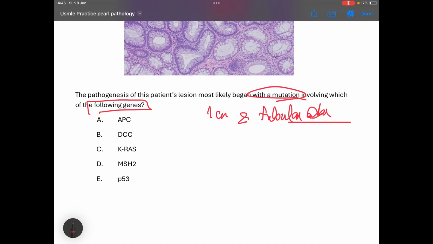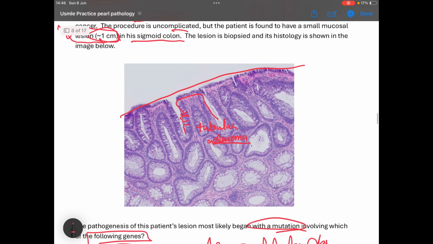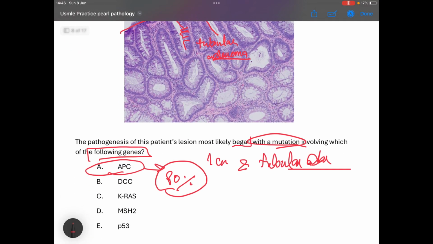and it is due to the APC tumor suppressor gene. As in the last lecture, we saw that APC is responsible for 80% of cases of colorectal cancer. The first mutation in this pathway usually involves the APC tumor suppressor gene, which is responsible for regulating cell growth. Secondly, the mutations of KRAS, DCC (deleted in colon cancer), and P53 come later. Okay, they are asking about what most likely begins with the mutation. Colorectal cancer mostly starts with APC mutation.